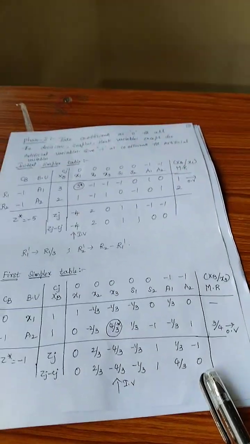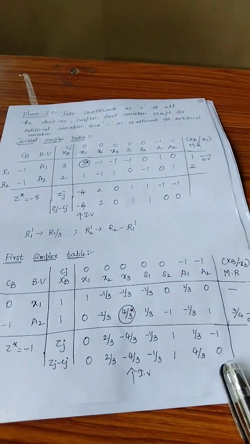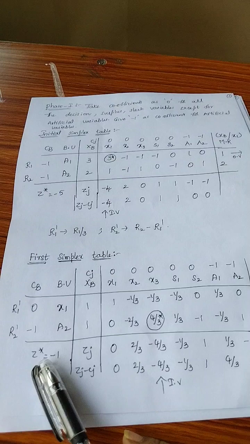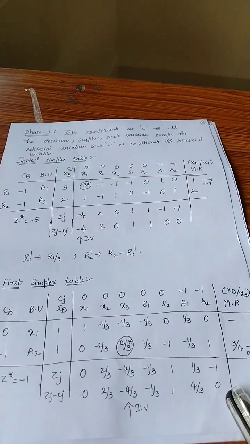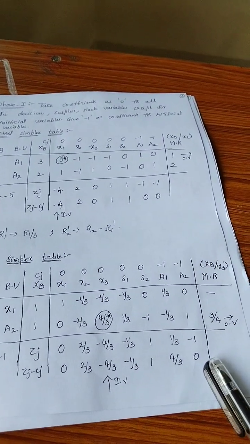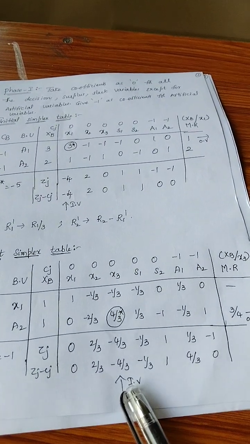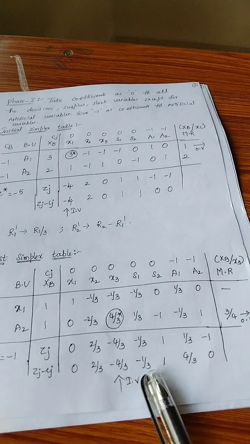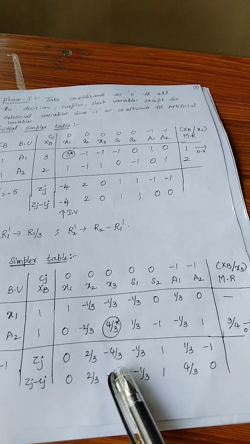See, here you are not getting the optimum value. When phase 1 is completed, the value of z should be 0 and all the zj minus cj values must be positive. Only then do you end phase 1. So here, the most negative value. What is the most negative value in this? Minus 4 by 3 or minus 1 by 3? Minus 4 by 3. Okay, so this is the most negative value.